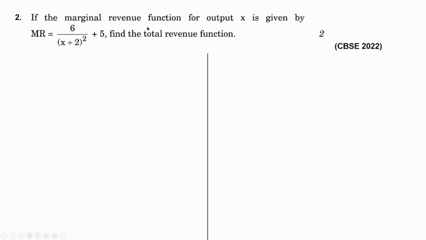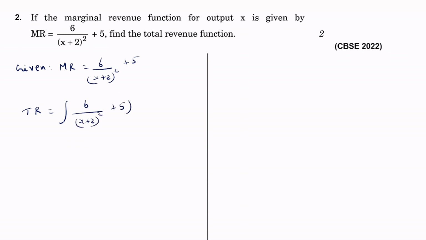Next question: if the marginal revenue function for output x is given by marginal revenue equal to 6 by (x plus 2) the whole square plus 5, find the total revenue function. So this is a very easy question. Marginal revenue is given, we have to find the total revenue. We know that total revenue is the integral of marginal revenue. Given marginal revenue is 6 by (x plus 2) the whole square plus 5. So total revenue is the integral of the marginal revenue function. So it is integral of 6 by (x plus 2) the whole square plus 5 dx.